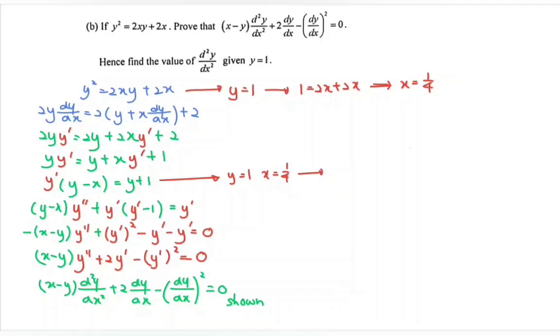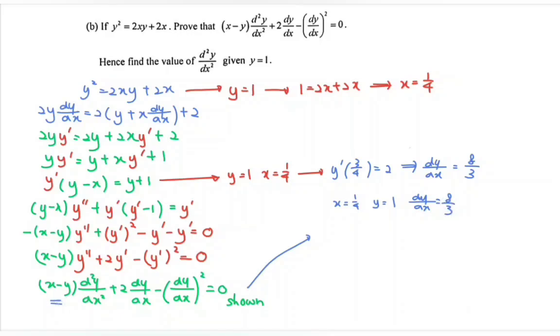Then we will have the situation y prime bracket. So we have 1 minus 1 over 4, where we will have 3 over 4, and then equals to 1 plus 1, where we have 2. So from here, dy/dx will be 8 over 3. Try to substitute the situation given in here. If x is equals to 1 over 4, y is equals to 1, and then dy/dx is 8 over 3.